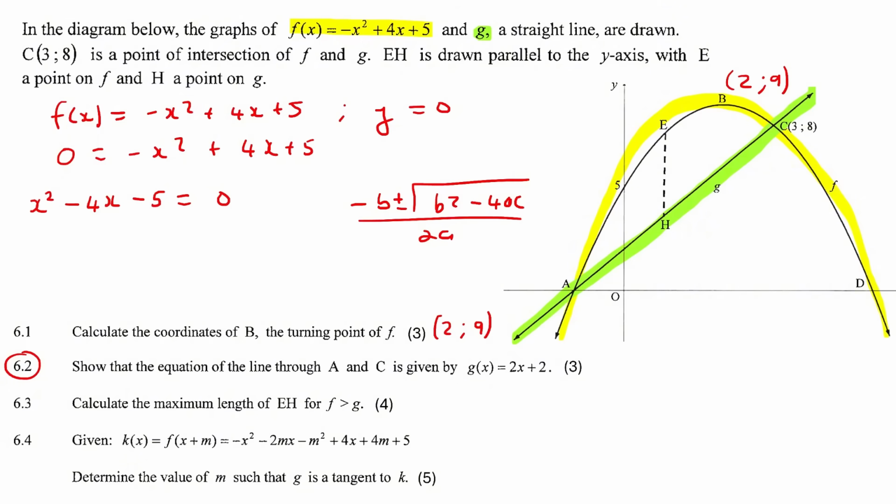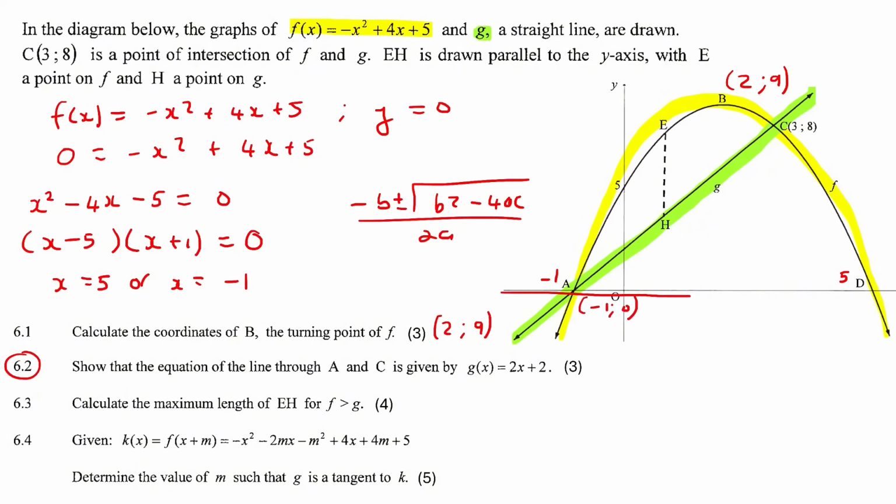So you could either use the formula or you could factorize. So I'm going to factorize this one. Not all of them can factorize, but yeah, this was a pretty straightforward one. So that's factorized over there, and then you'd get x equals 5 or x equals -1. So this is obviously x equals -1, and then this would have to be x equals 5. So now we know this coordinate. It's -1 and the y value is 0 because it's on the x-axis.